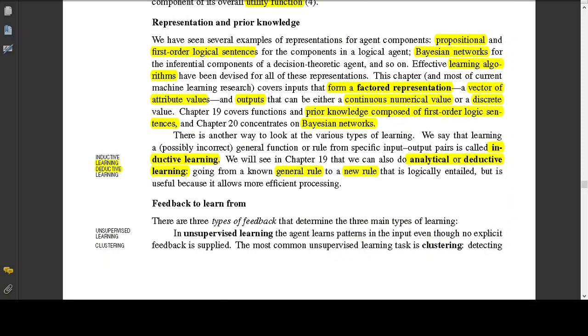And then the next thing is the feedback to learn from. There are actually three types of feedback that determine the three types of learning. We call them supervised learning, unsupervised learning, and reinforcement learning. So how the feedback is given to the system, based on that, these are the three categories.